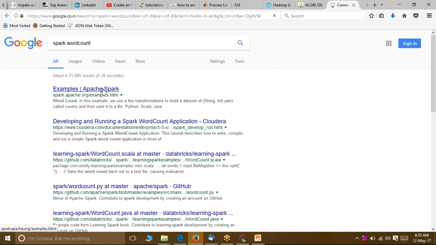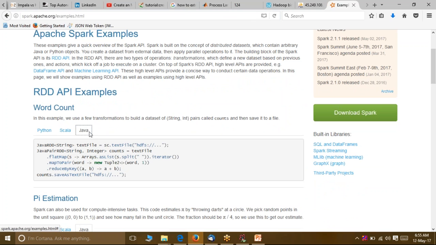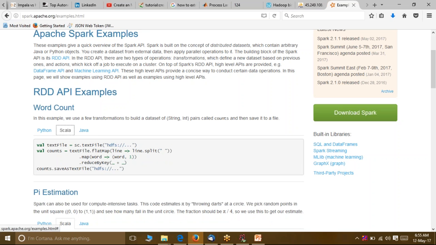Look at this one. This is your word count program. Look at the code. 3 lines. Done. Your word count is done. Whatever we achieved through MapReduce, then through Pig, then through Hive, has all been replaced with those 3 lines of code, out of which one line is to read the data, that is, get the reference to that file.